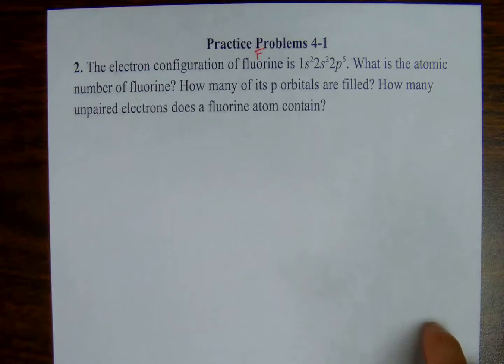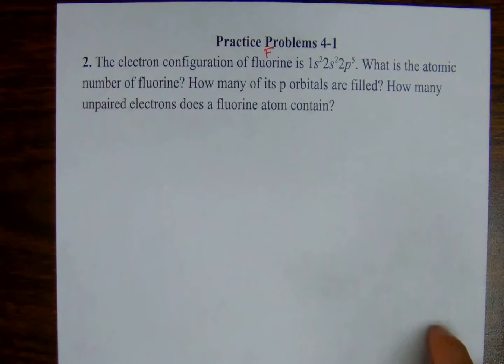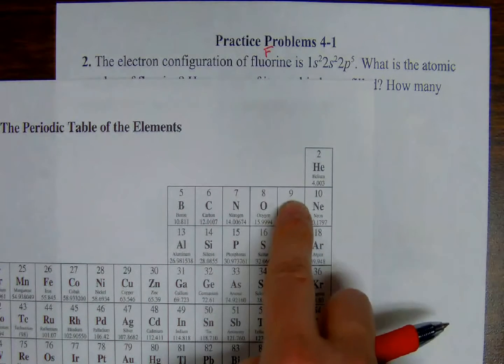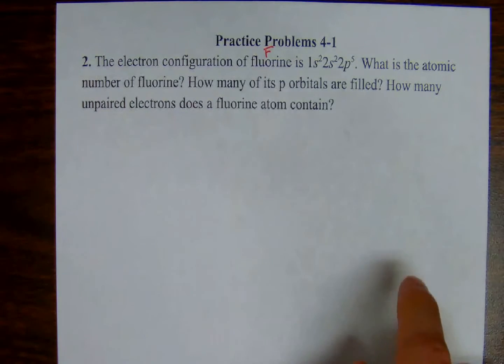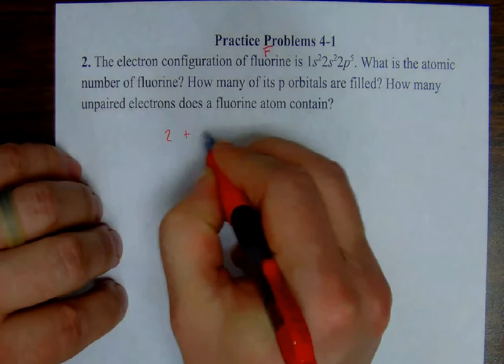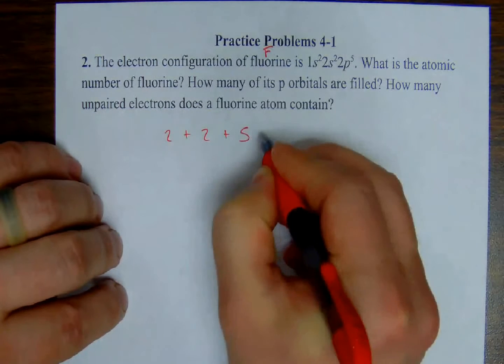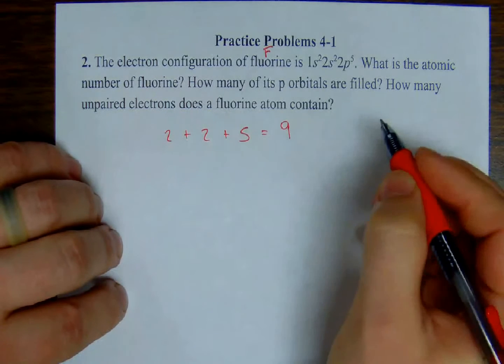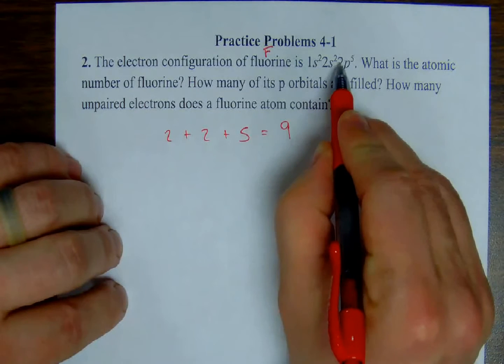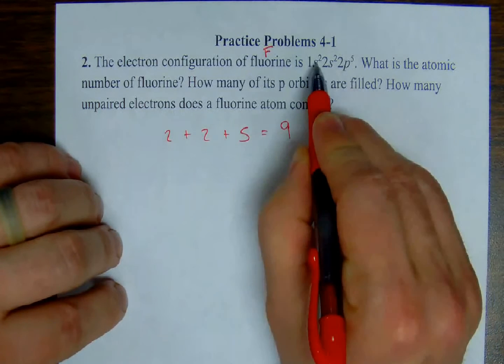What is the atomic number of fluorine? Well, it's 9. But what I can do here, like I said, is add 2 plus 2 plus 5 to equal 9. Now, where am I getting those from? The superscripts in the electron configuration, right? 2 electrons, 2 electrons, 5 electrons. That adds up to 9.